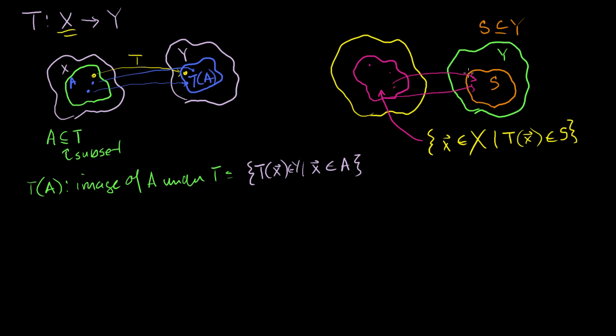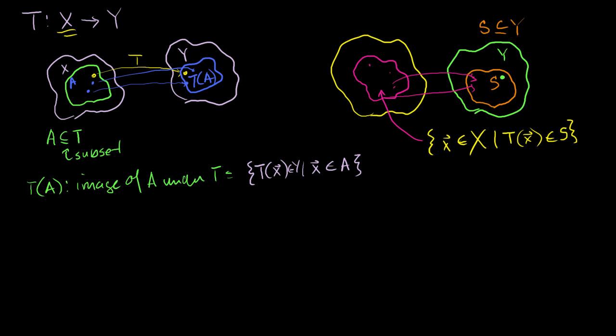Now, I want to make a very subtle point here. I'm not saying that every point in S necessarily gets mapped to. For example, maybe there's some element in S right here, right there, that no element in X ever gets mapped to from our transformation T. That's OK. All I'm saying is that everything in this set maps to something within S right here.